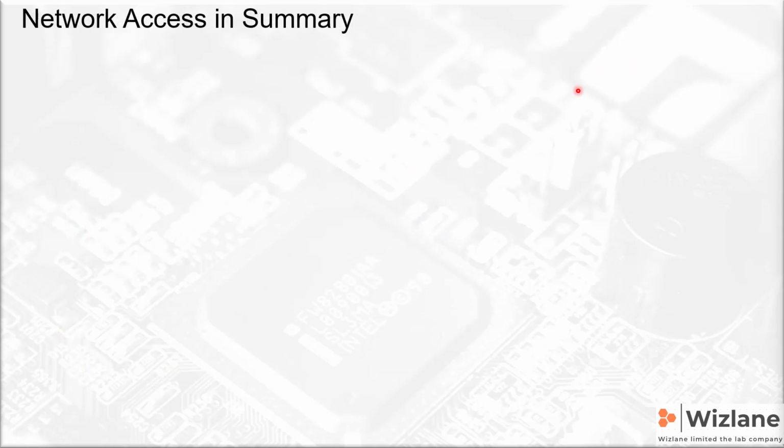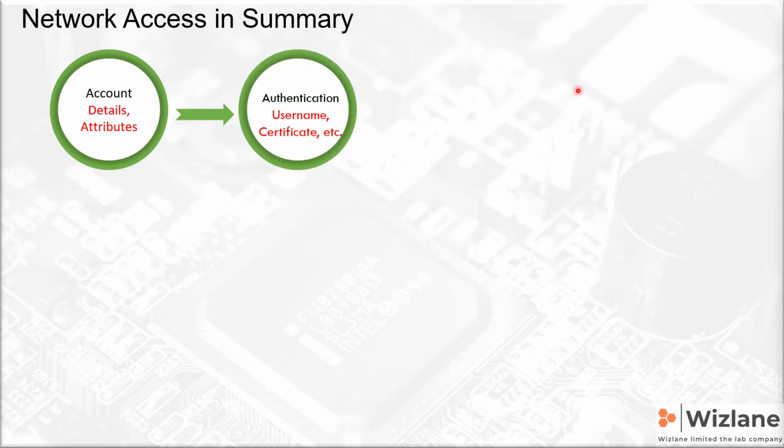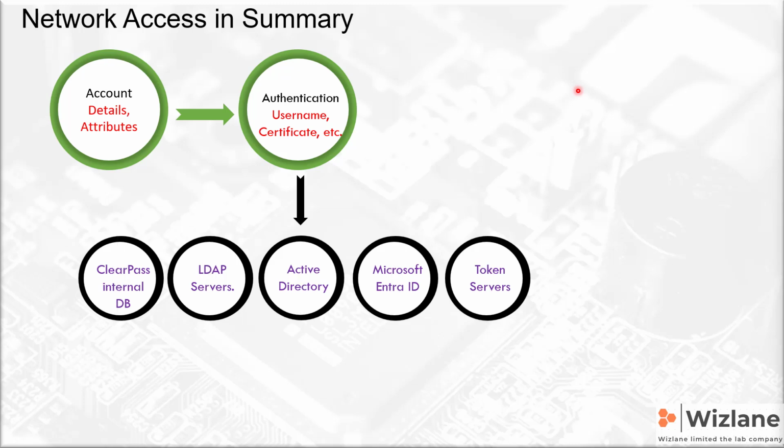So in summary, network access, we will have the accounts. So we have account details, attributes: username, password, location, department, title, and so on. Once you are authenticated, we will use this authentication. Then once you're authenticated, we will authorize you.